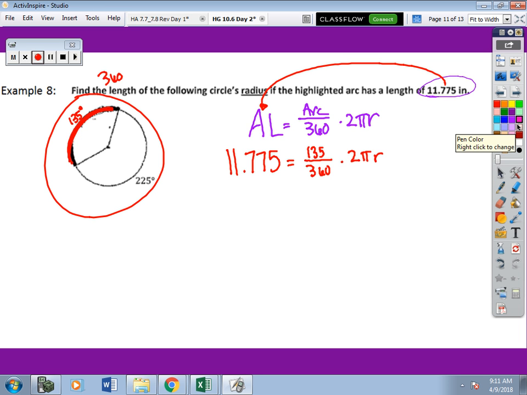How do you think we should solve this? There are multiple ways to do it. Do you want to divide by 2 first? Do you want to find out what 135 over 360 is? What do you think? Do you want to multiply these together? Are you alive? Marquise? Reduce the fraction first.